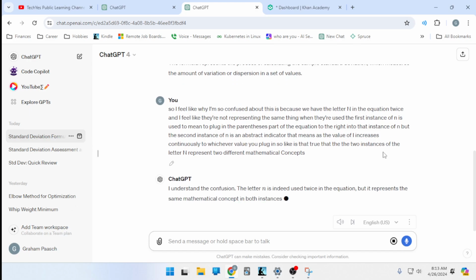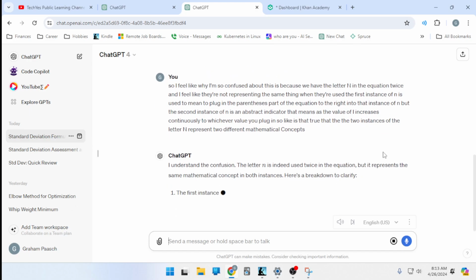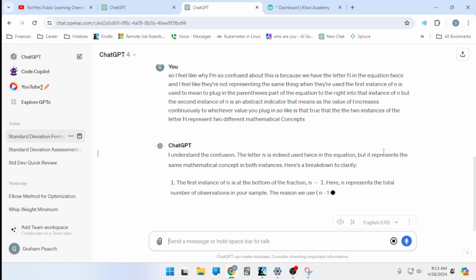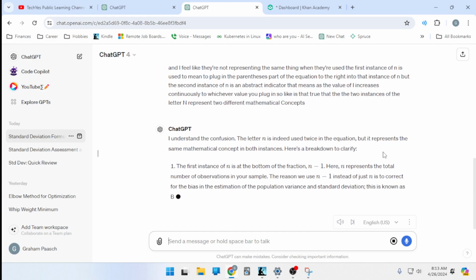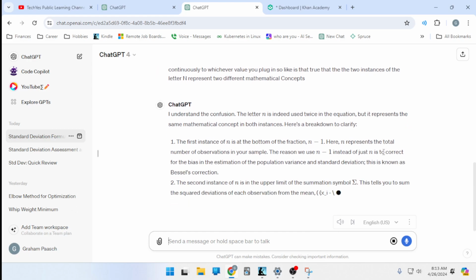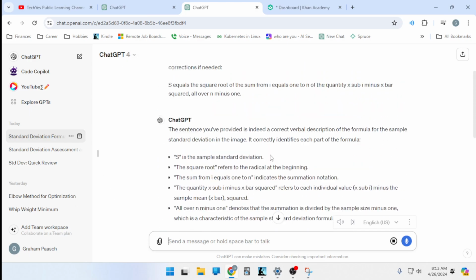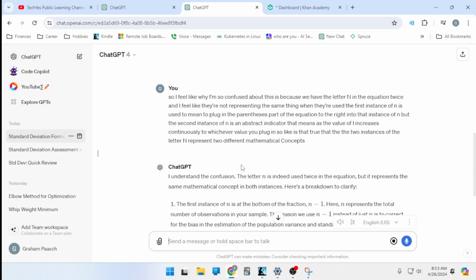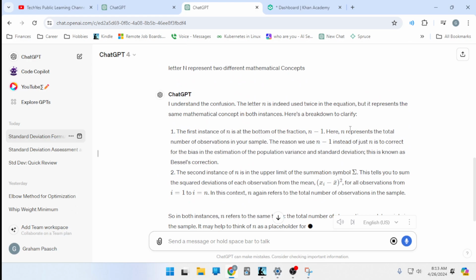I understand the confusion. The letter n is indeed used twice in the equation, but it represents the same mathematical concept in both instances. Here's a breakdown to clarify. The first instance of n is at the bottom of the fraction, n minus 1. Here, n represents the total number of observations in your sample. The reason we use n minus 1 instead of just n is to correct for the bias in the estimation of the population variance and standard deviation. This is known as Bessel's correction.